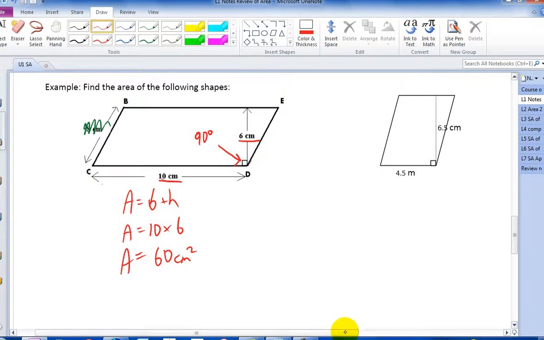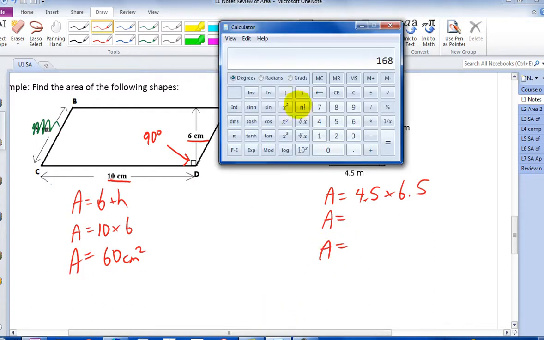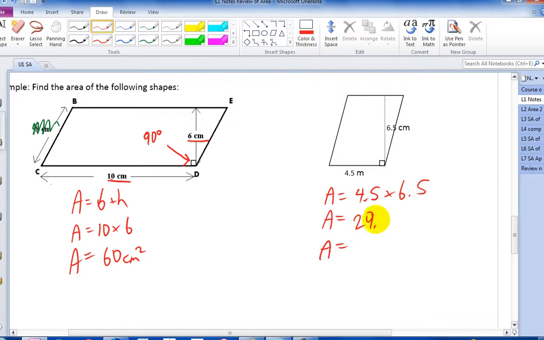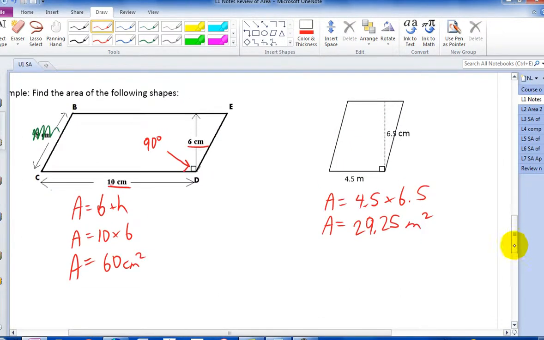I have no idea why I'd give you such a weird number. 4.5 times 6.5 is 29.25 meters squared. Okay. Any questions? Yep. Did I screw that one up? No, you did it right. Oh. I was thinking about it.